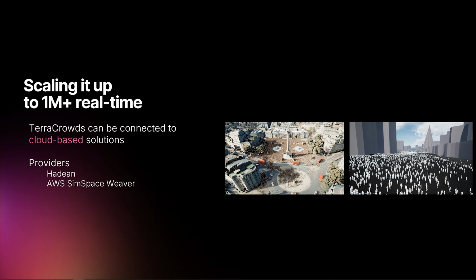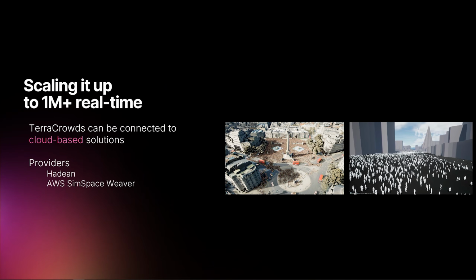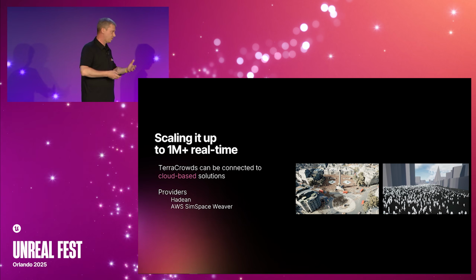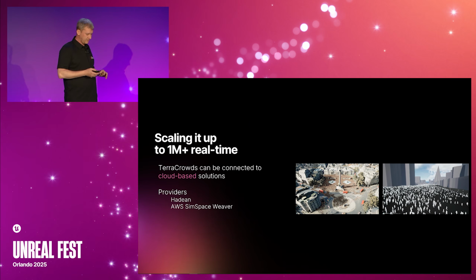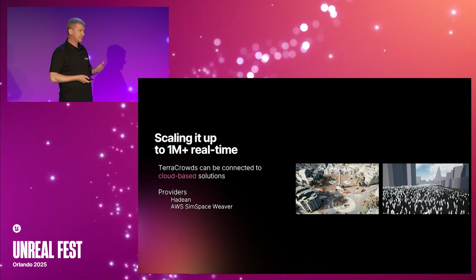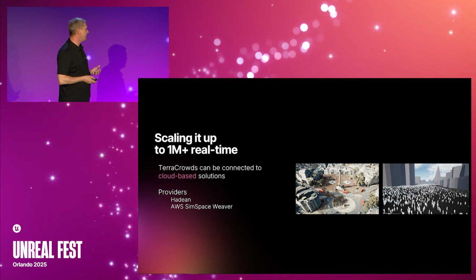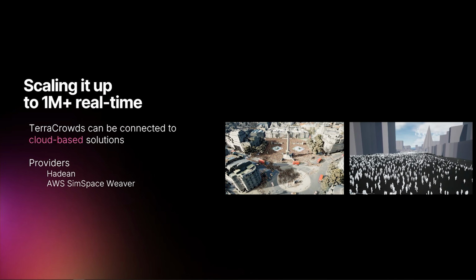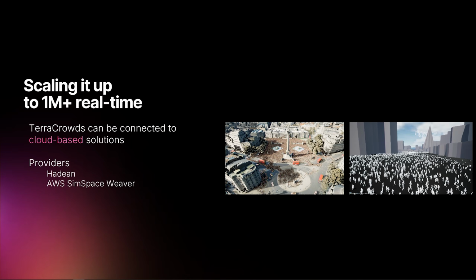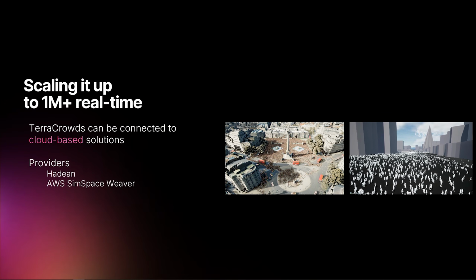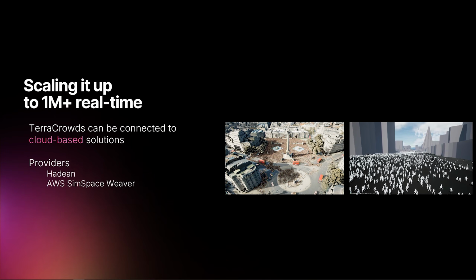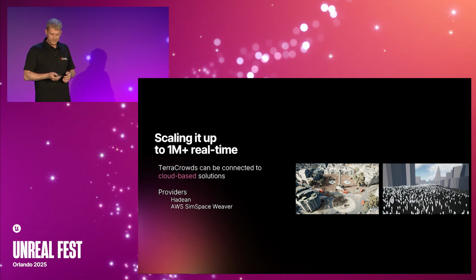So when you want to have this big amount of people, you need a spatial OS, so a program that distributes the people in the cloud among different virtual machines. So we made an implementation for Hadean, the Mega Spatial OS, but also for AWS SimSpace Weaver. On the right-hand side, we had a simulation running in the cloud. It was running at 10 Hertz. And we made an implementation in Niagara that could animate and visualize 1 million in real time.